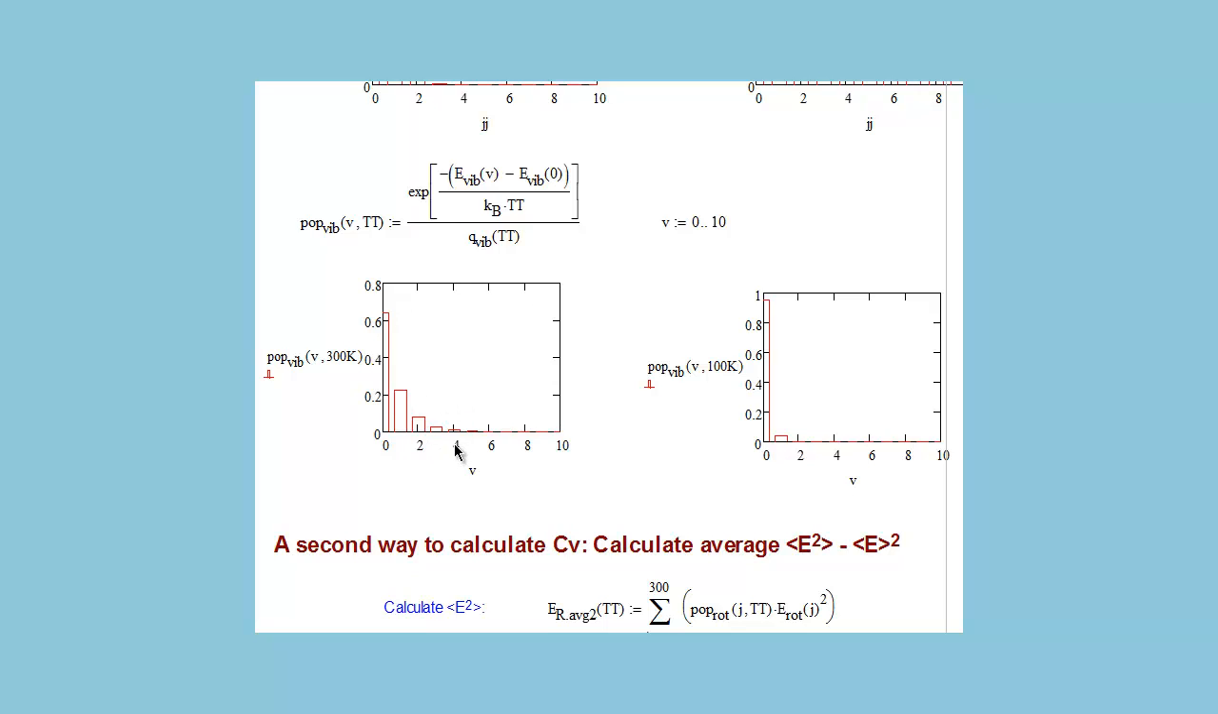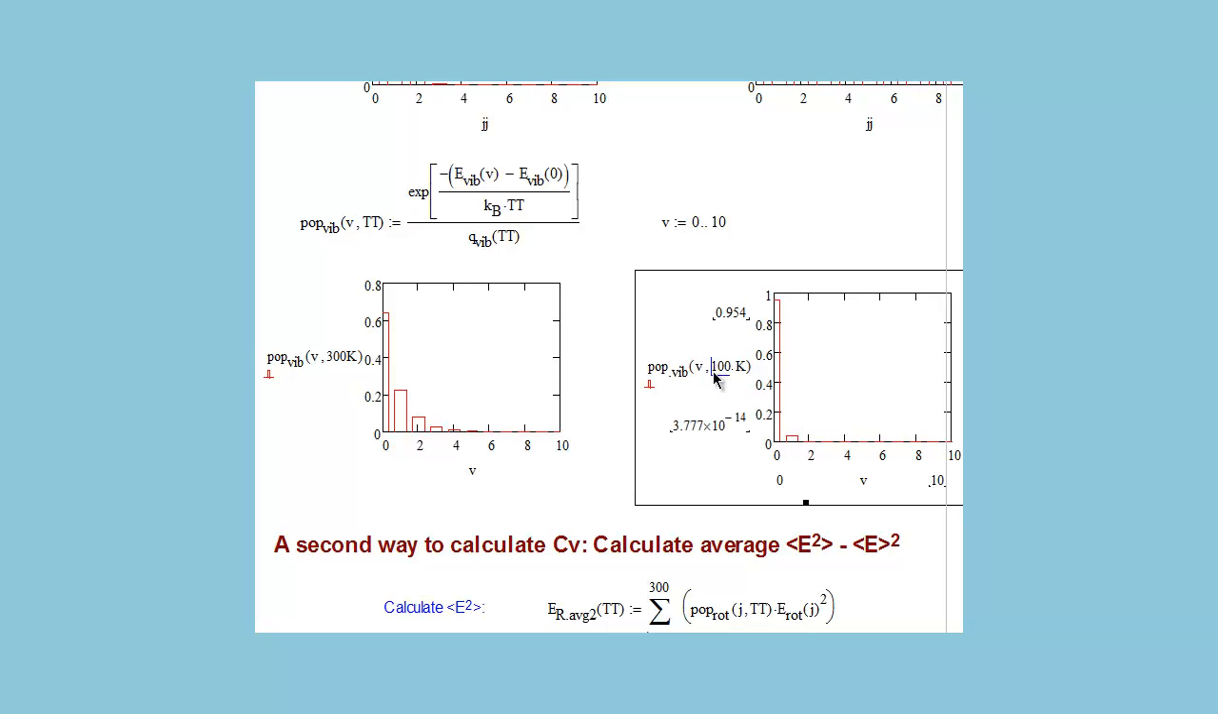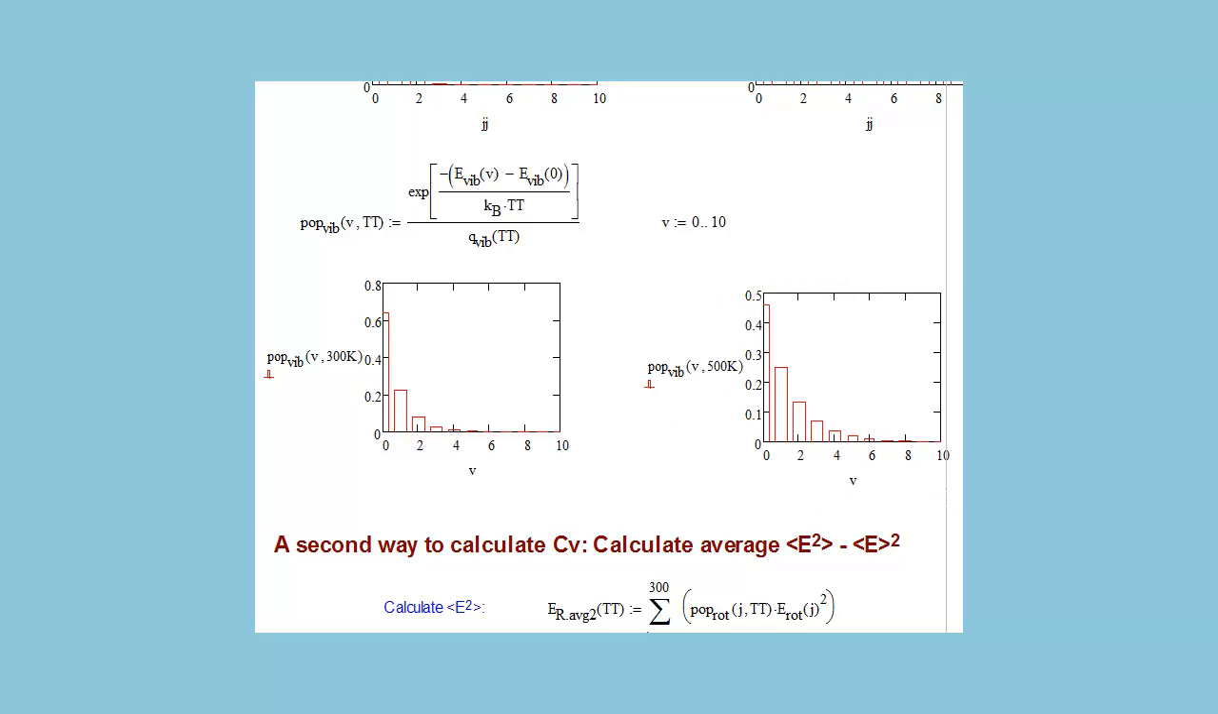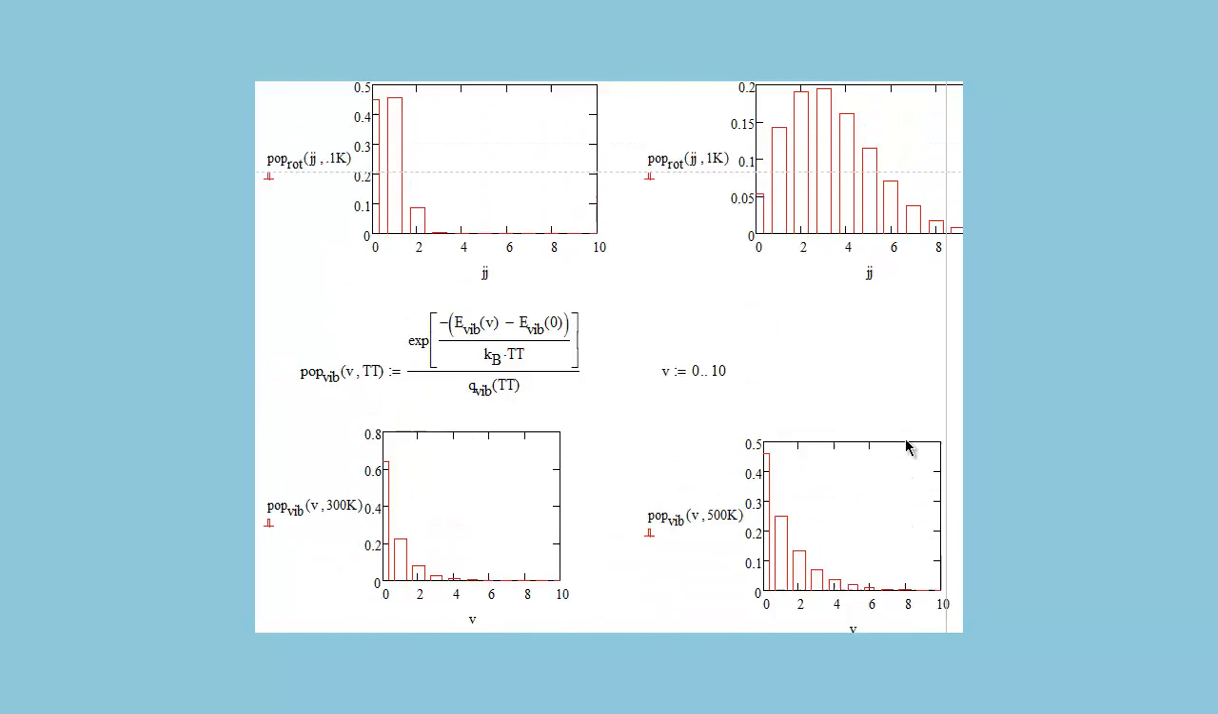Here's a population distribution at 300 Kelvin, and here it is at 100 Kelvin. Let's turn it up to 500 Kelvin. In both cases, the maximum population is at the lowest energy level. It's just that as you heat it up, that distribution gets more spread out, as we know.